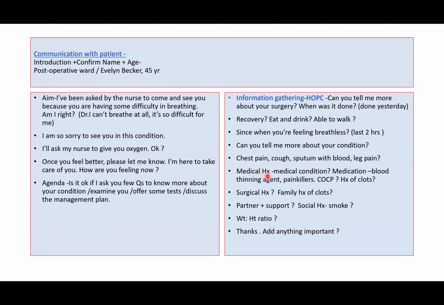And then medical history. Are you following a GP for any medical condition? Are you on any medication? And are you taking any blood thinning agents? And were you given painkillers? Were you on any birth control pills before? So have you stopped it? And when did you stop it? Any history of clots? Any other surgery on the tummy down below? Any family history of clots? How about your partner and support at home?